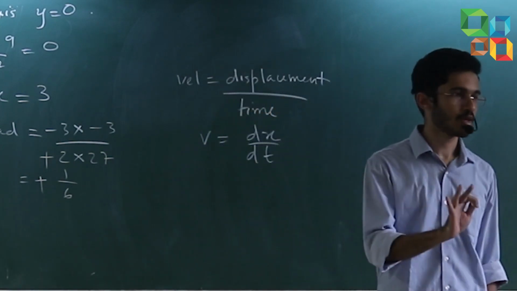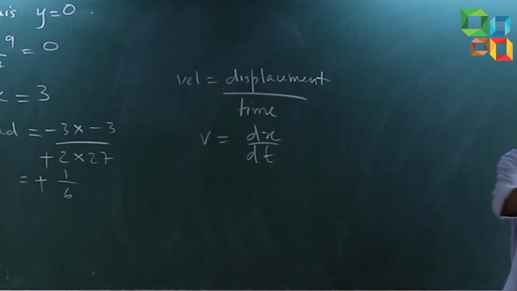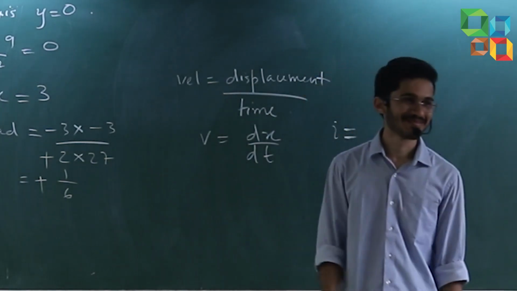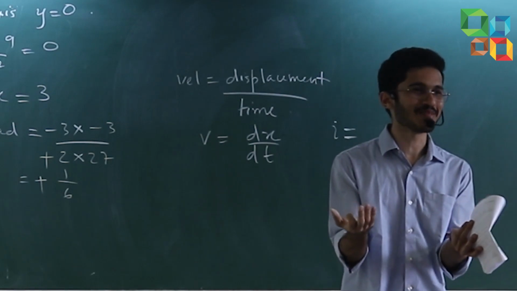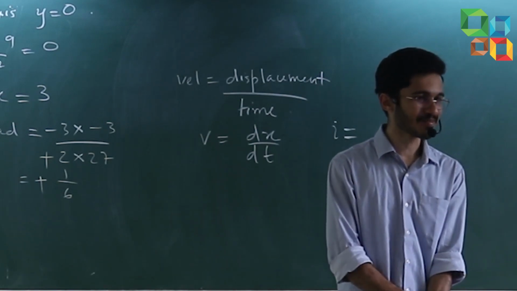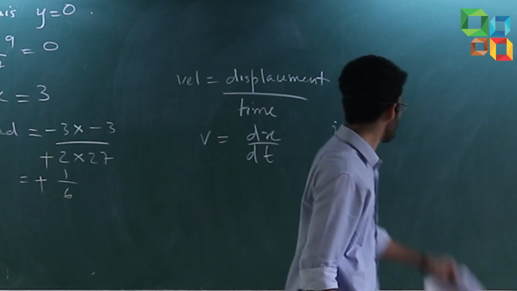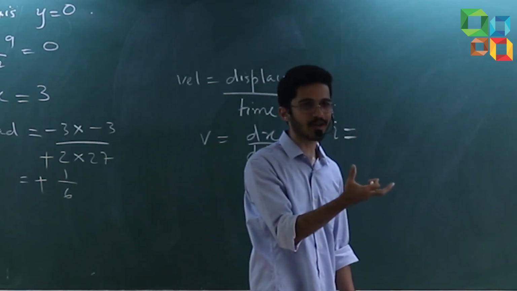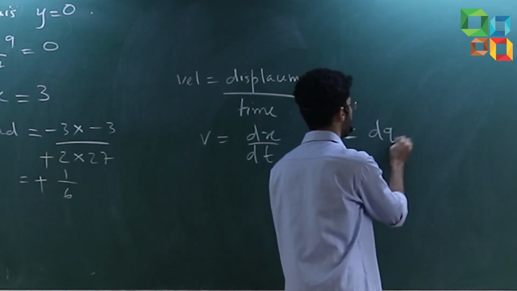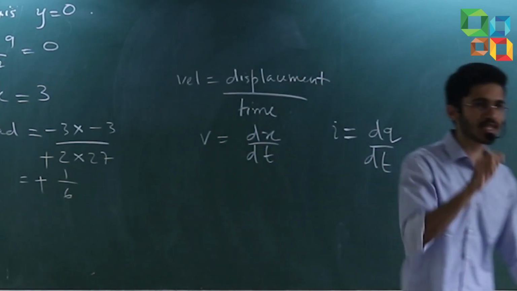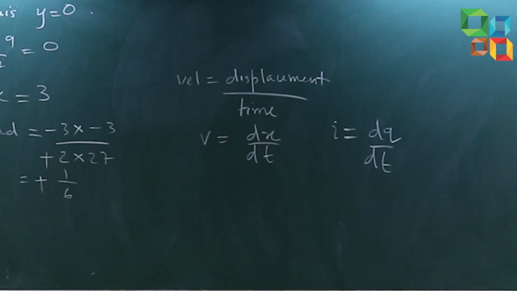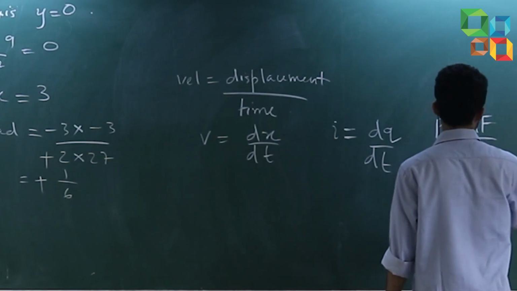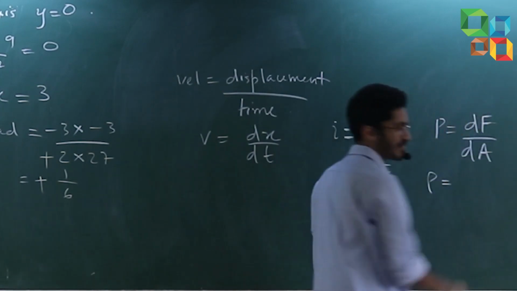Do you understand? Okay. What is current? You should be okay with giving wrong answers. You don't learn unless you are wrong. What is current? Q by T, charge per time, no, rate of flow of charge. Actually, it is dq by dt. What is pressure? What is density?